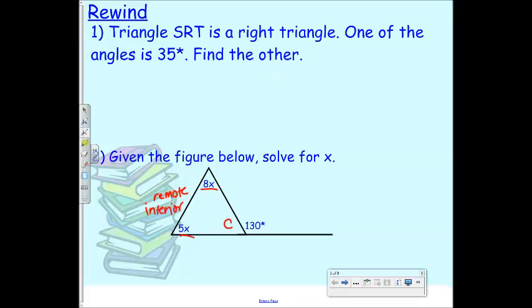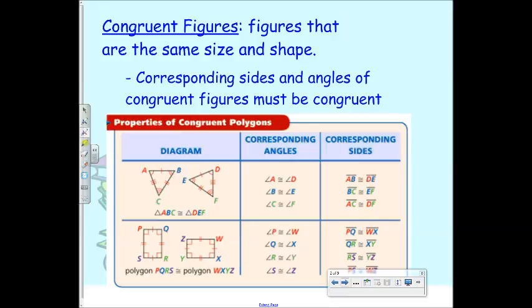So we're going to talk about how to prove that triangles are congruent today. And what does it mean to be congruent? The same, exactly the same, right? So in a triangle, that means all the sides and all the angles are congruent if they're corresponding. And corresponding means what? What does corresponding mean? They're in the same location, right?